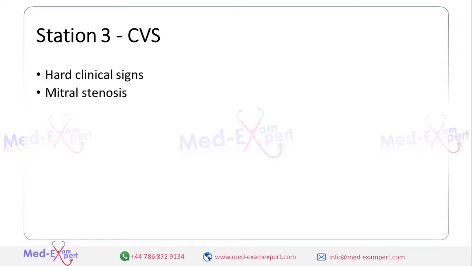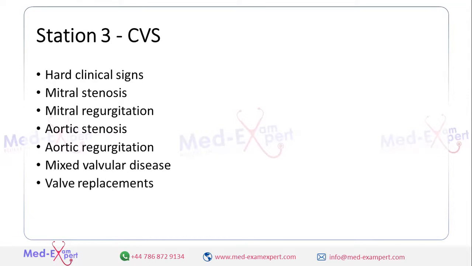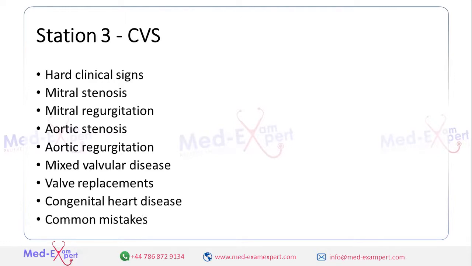The common cases are usually valvular heart diseases like mitral stenosis, regurgitation, aortic stenosis, aortic regurgitation, could be mixed valvular disease, or a patient with valve replacement, or rarely congenital heart disease such as ventricular septal defect. The common mistake here is that a few of the students are not quite confident about interpreting the raised JVP. Few of them are not confident about picking up the murmur. They are worried about identifying the murmur because they have not seen an adequate number of patients.